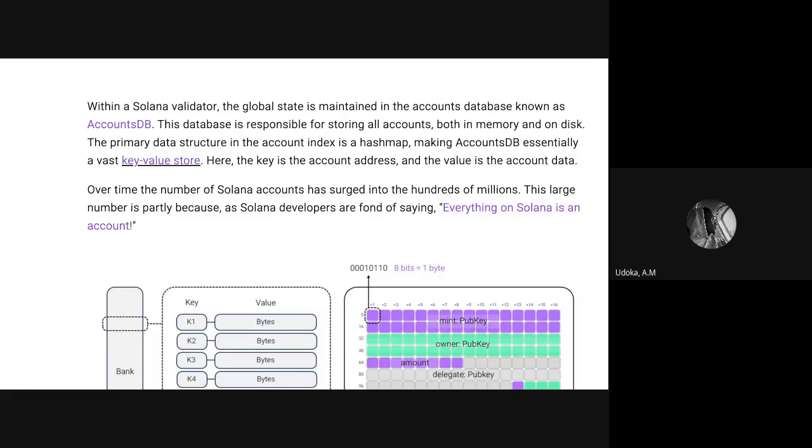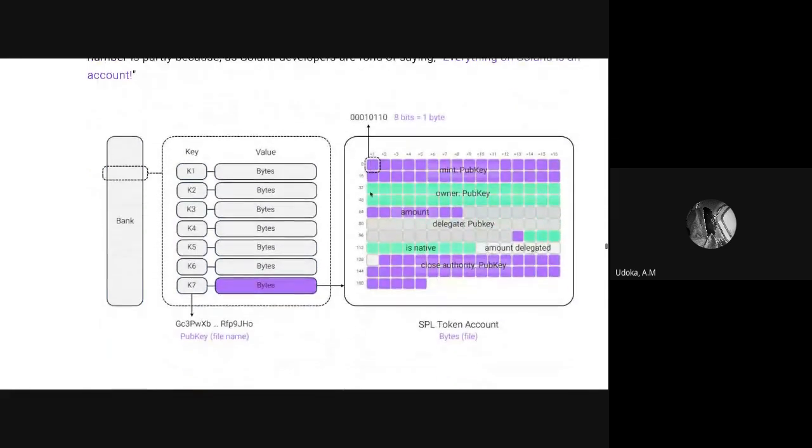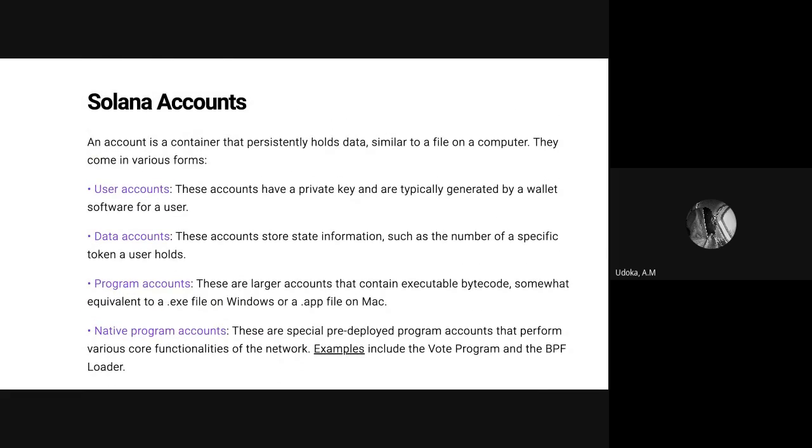So within a Solana validator, the global state is maintained in the accounts database, known as accounts DB. The database is responsible for storing all accounts, both in memory and on disk. The primary data structure is an account index hash map, making the accounts database essentially vast. Okay, so this explains the accounts at the very core.